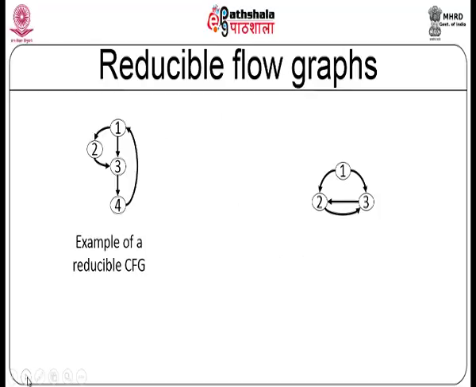If a particular graph does not have this characteristic, then I can call this graph an irreducible graph. For example, here consider this loop 1, 3, 4. So what is the forward edge?